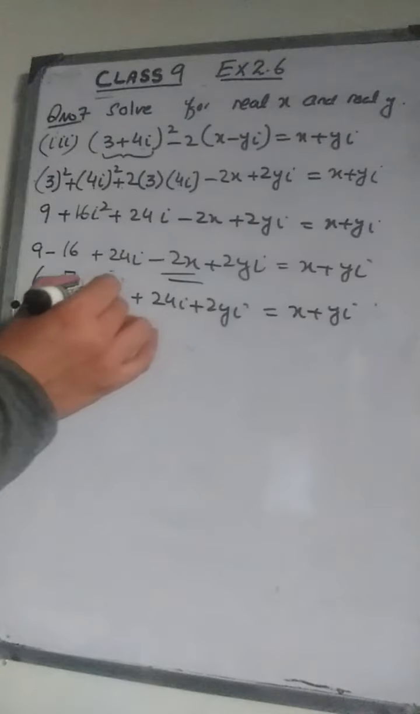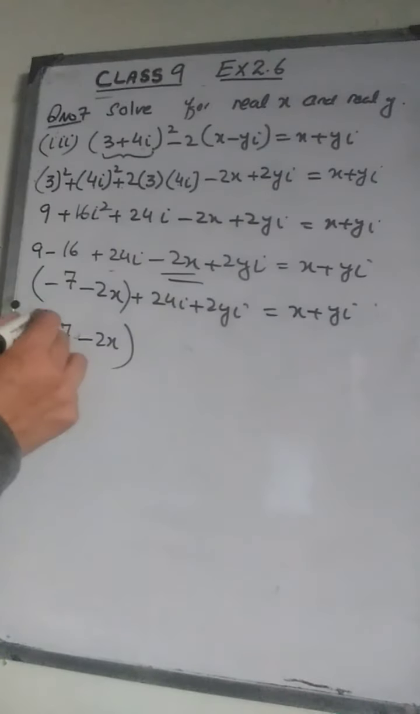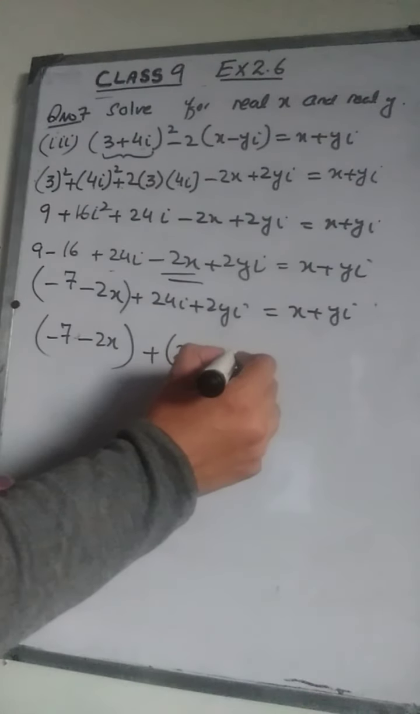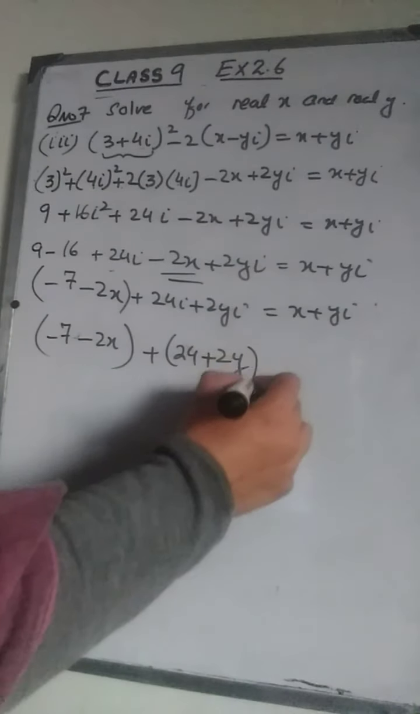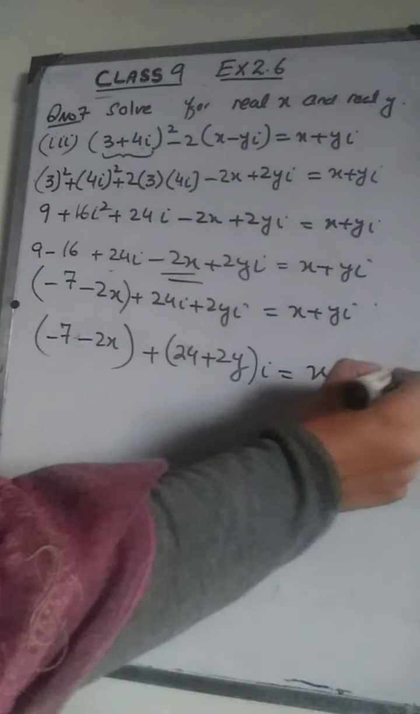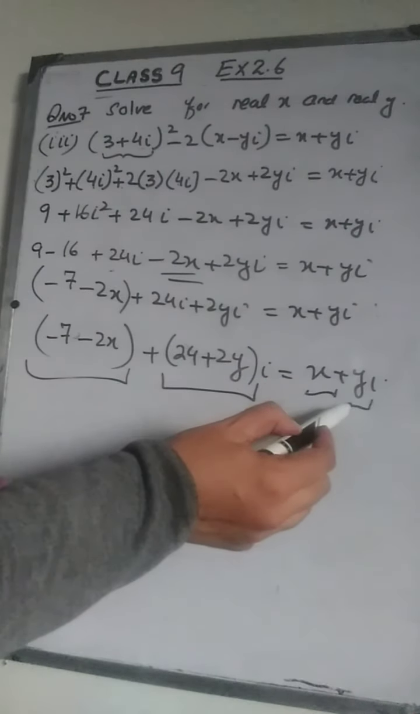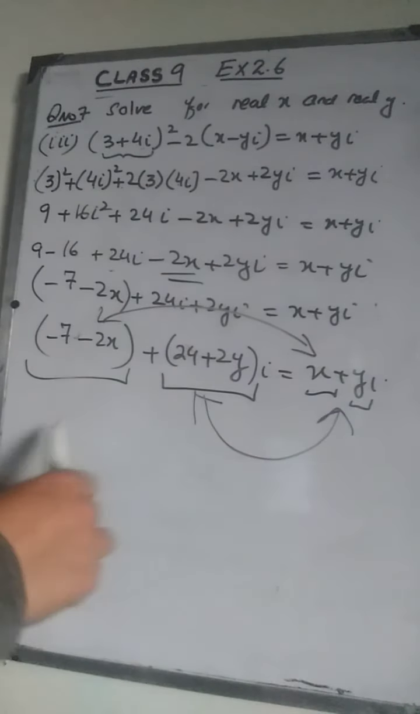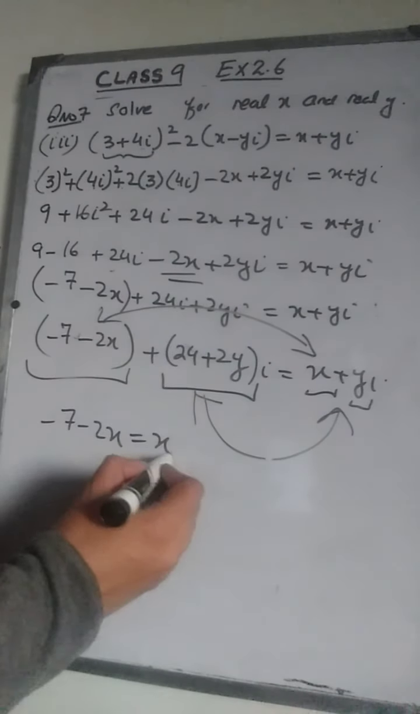Now this is going to be the real part and this will be the imaginary part. So the real part is negative 7 minus 2x, plus, taking iota common from these two, (24 plus 2y) iota is equal to x plus y iota. Again, here this is the real part, this is the imaginary part. On the right hand side the real part is x, the imaginary part is y. So we are going to equate the real to the real and imaginary to the imaginary part to get the values of x and y as we did in part 1 and part 2. So just equate these two, the real part to the real.